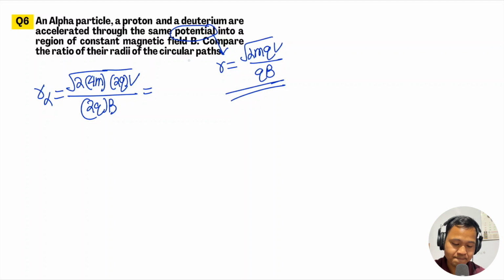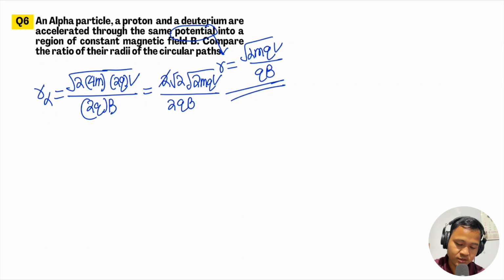So root 2, root over 2m qv divided by 2qb. Okay, 2 gets cancelled out. So I have root 2 into root over 2m qv by qb. Now this alpha is a proton. So root over 2m into q into v divided by q into b.